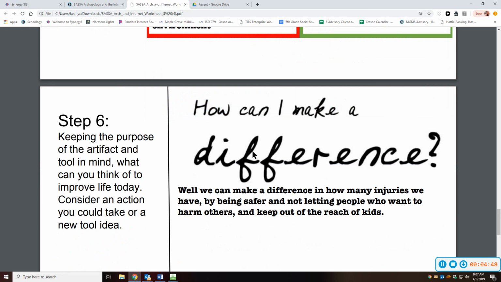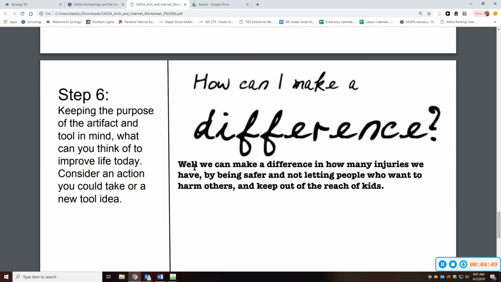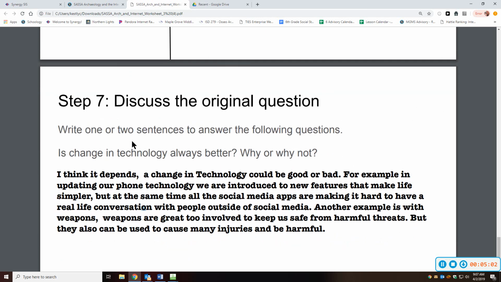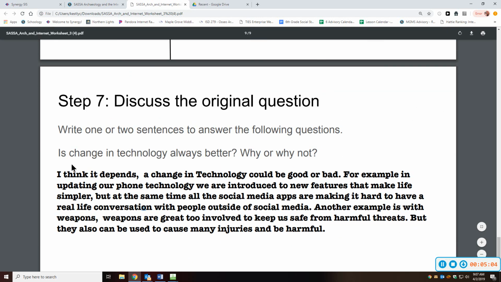And then you're supposed to answer, how can you make a difference? This kid wrote, well, we can make a difference in how many injuries we have by being safer and not letting people who want to harm others, and keep this out of reach of kids. Then step 7, discuss the original question. Write 1 or 2 sentences to answer the following questions. Is change in technology always better? Why or why not? This kid says, I think it depends.